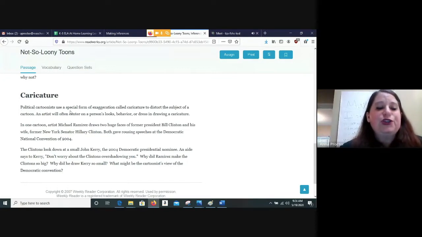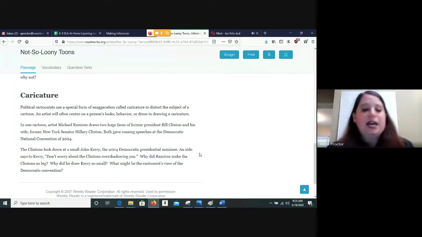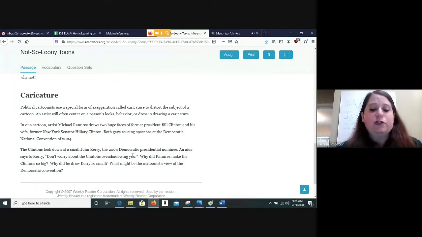Political cartoonists use a special form of exaggeration called caricature to distort the subject of a cartoon. An artist will often center on a person's looks, behavior, or dress in drawing a caricature. In one cartoon, artist Michael Ramirez draws two huge faces of former President Bill Clinton and his wife, former New York Senator Hillary Clinton. Both gave rousing speeches at the Democratic National Convention of 2004. The Clintons looked down at a small John Kerry, the 2004 Democratic presidential nominee, and an aide says to Kerry, "Don't worry about the Clintons overshadowing you."